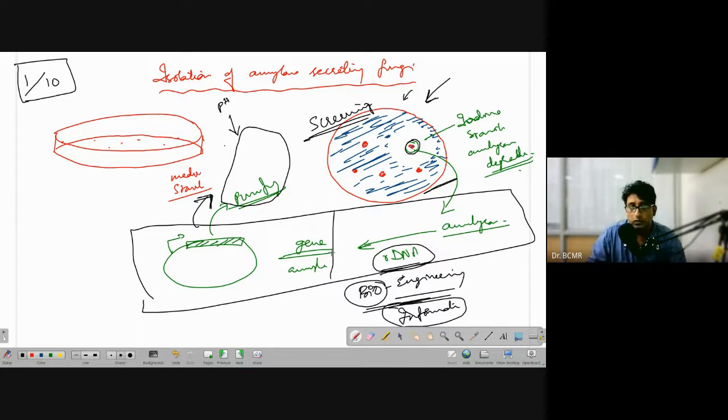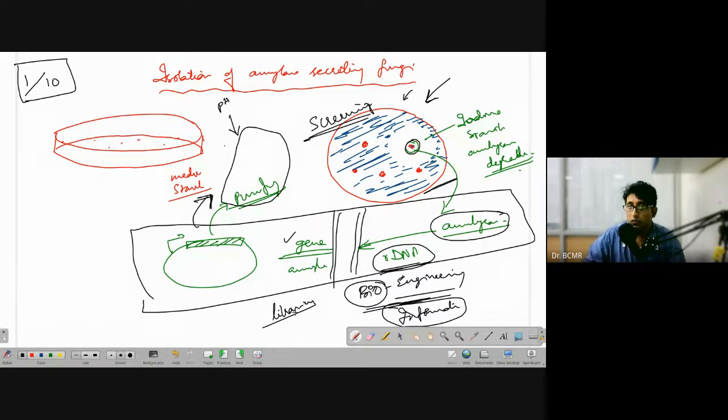It's not straightforward. We don't have any sequence information yet. There is no nucleotide sequence information. There is no amylase sequence information. We just know that it is an amylase. And without knowing the sequence, how can you get the gene is the question. So we have to go through the construction of libraries in that case.